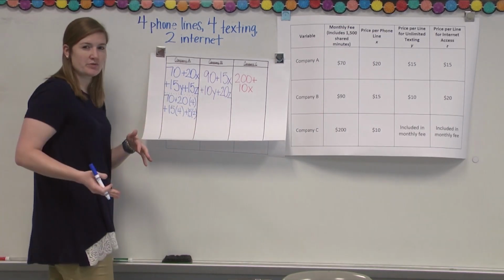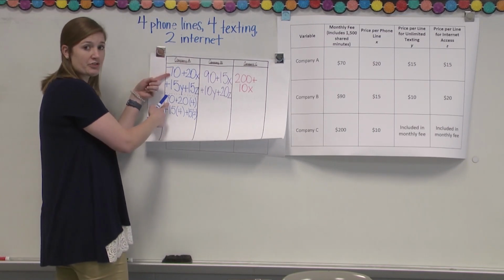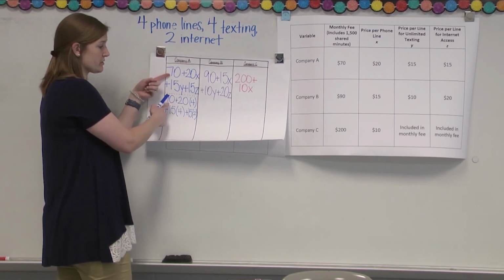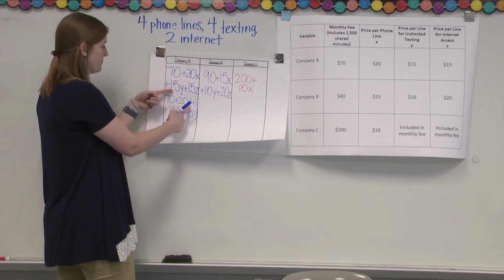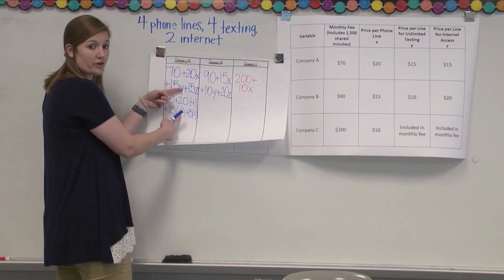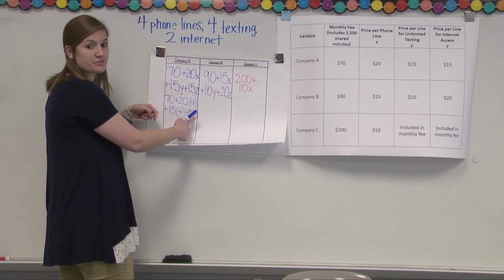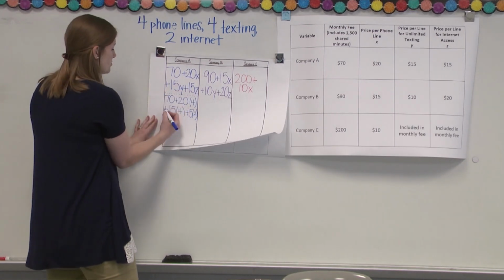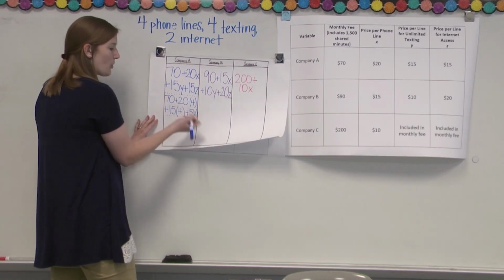So before we move on with the math, let's make sure you understand where these numbers came from. $70 for that 1,500 shared minutes, $20 per phone line, we have 4 of them, $15 per line for unlimited texting, we have 4 of those as well, $15 for every line with internet access, and we have 2 of those. So now that we've substituted some values for our variables, we're going to go ahead and do the math.